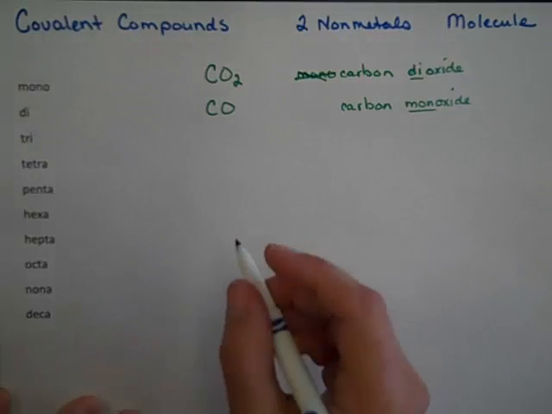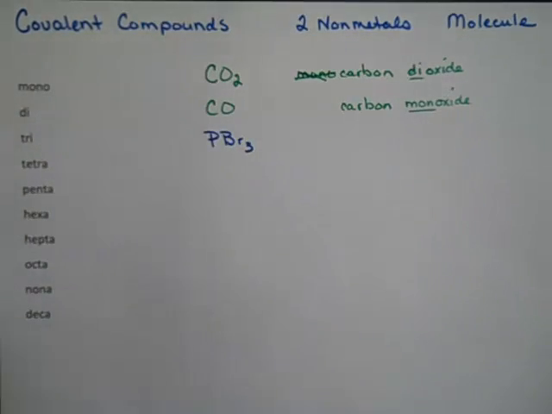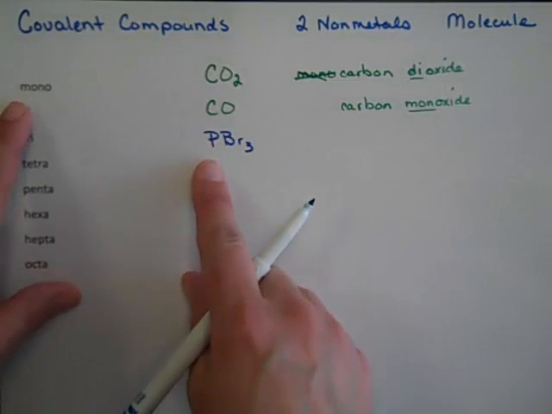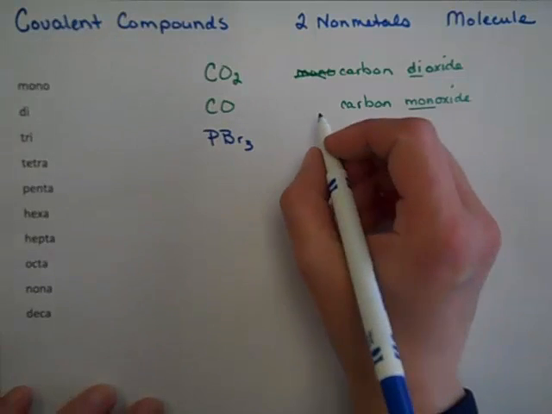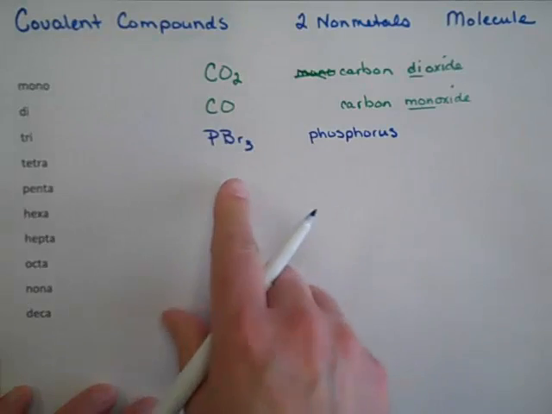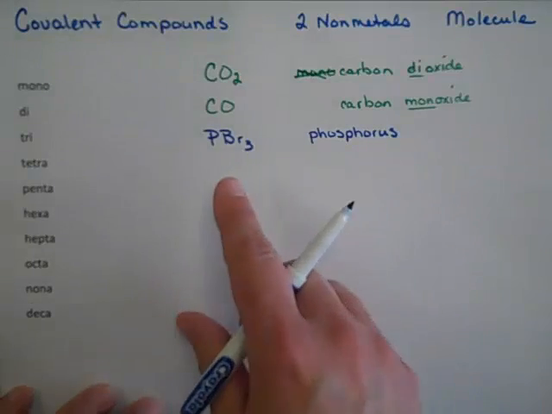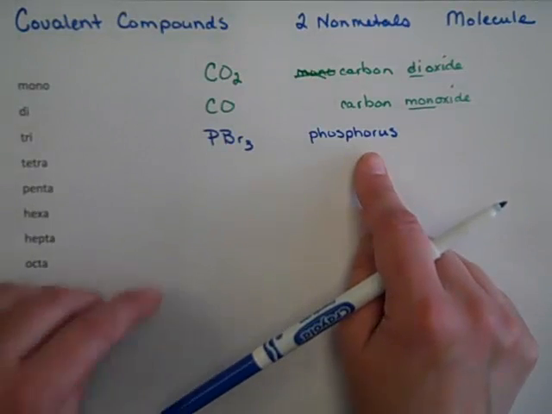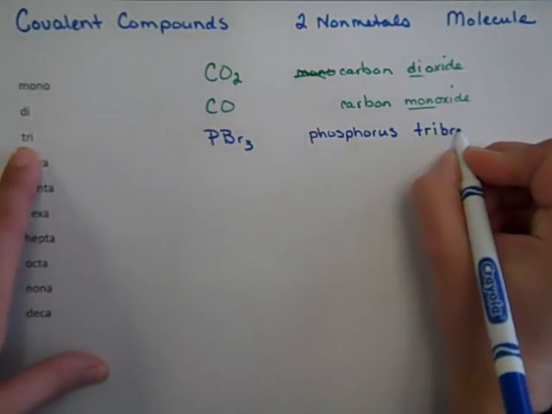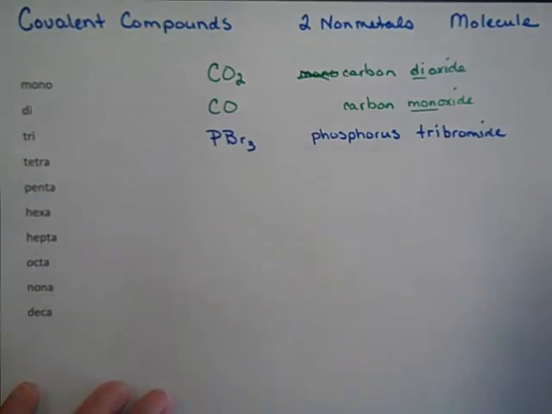So what if we have PBr3? Well, if we look on our periodic table, P is phosphorus. There is only one, so we would use the prefix mono, but it's the first one. So we're going to put phosphorus. The second one we have Br, which is bromine. So we're going to have bromide. We're going to change that ending to IDE. And we have three of them. So we are going to have tribromide. So this compound we would call phosphorus tribromide.